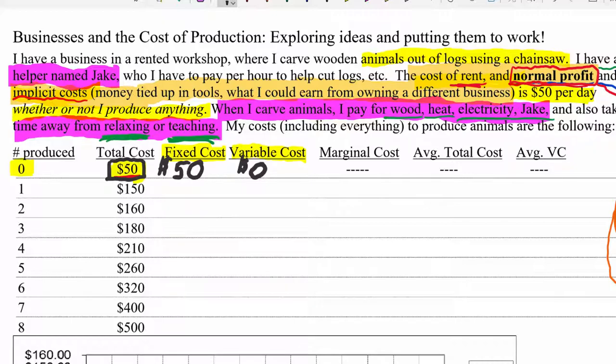Variable costs are usually things like labor and materials. So here we were talking about wood, heat, electricity, labor, things like that. So when you're producing zero units, you have no variable costs. They must all be fixed costs.